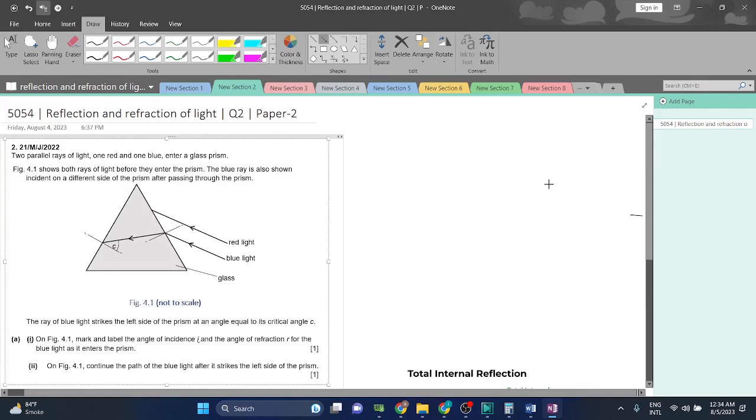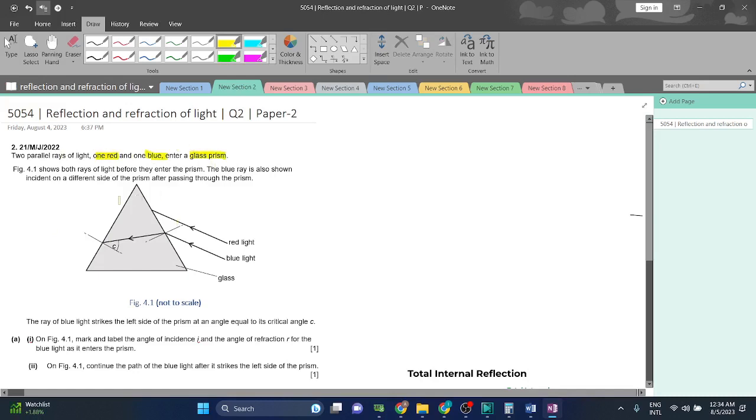Welcome back, guys. अब हम करेंगे reflection and refraction of light. Question 2, paper 2, 5054. Let's start. Question 2. Two parallel rays of light, one red and one blue, enter a glass prism.